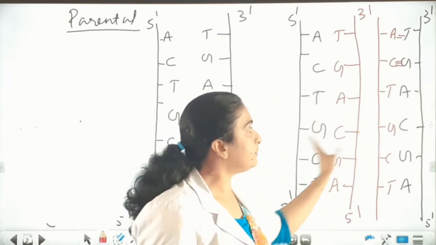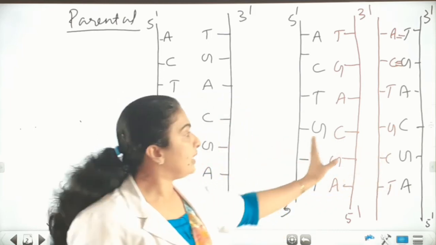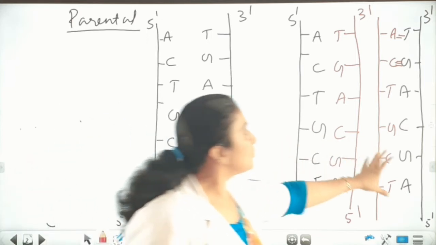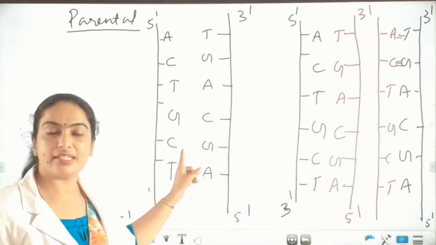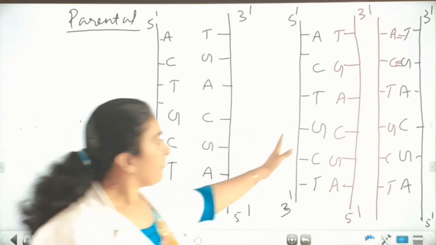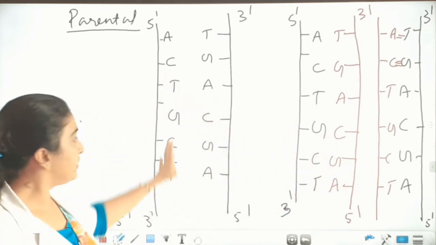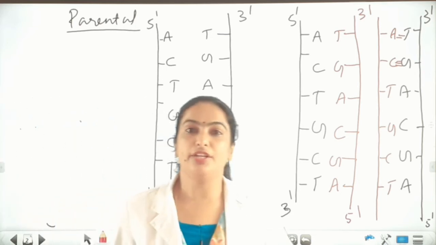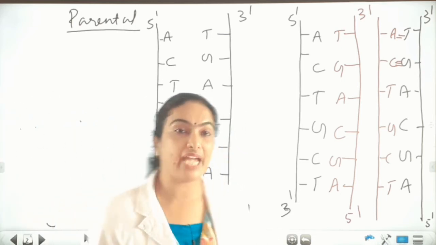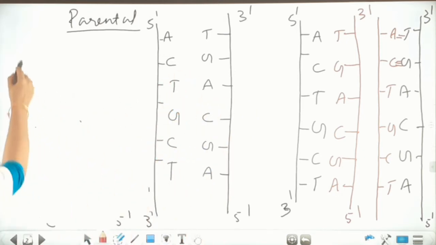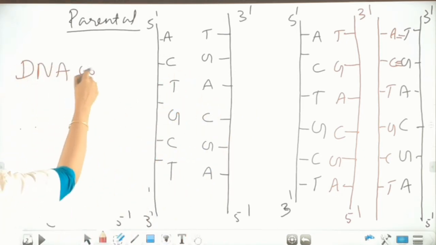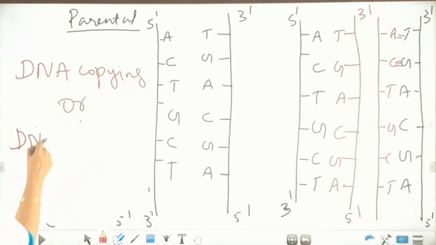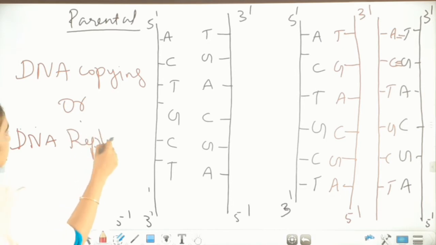Anyway, so these are the newly formed strand from the parallel strand. So these two strands are identical to the parallel strand. Am I right? Let's see. These two strands are identical to the parallel strand. And this process of formation of a new copy or new strand from the existing strand is called DNA copying or DNA replication.